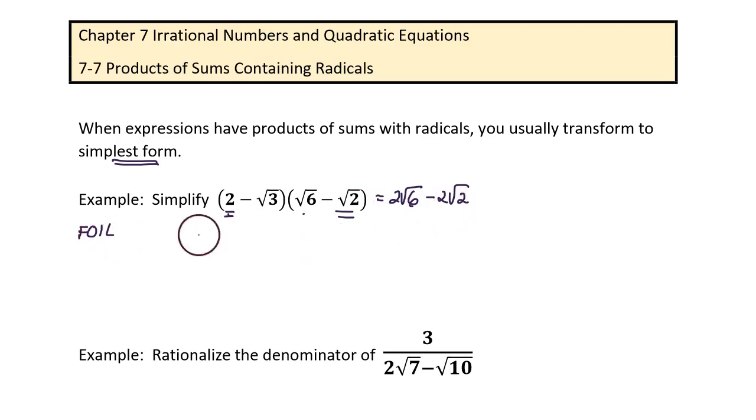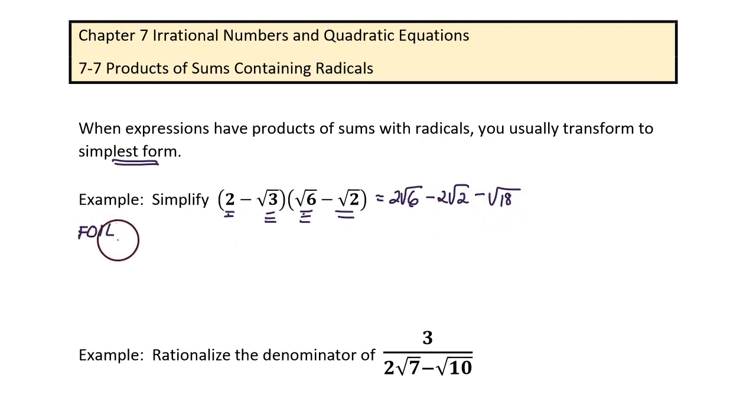Now the letter I in FOIL, the inner. So let's take this term and times it to this term. Negative square root of 3 times the square root of 6 makes negative square root of 18. I'm multiplying the numbers in the radicals to create an 18 in the radical.